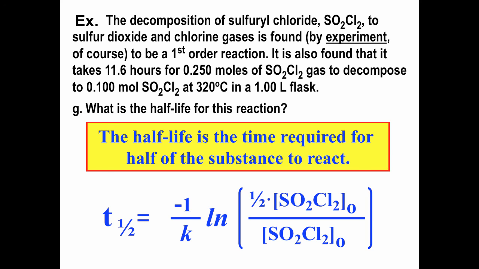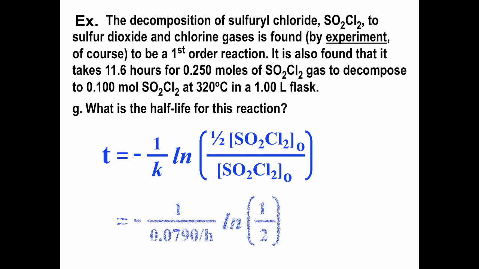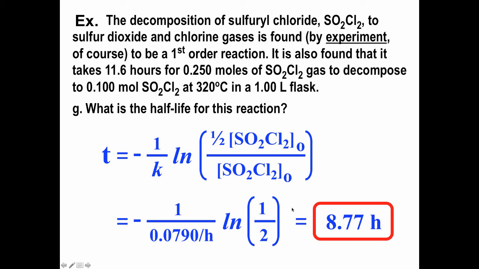So this is the general relationship for half-life for a first-order reaction. And if we now plug in our values, K as before, and then again, whatever quantity we started with, we have half of it left. So it'll be the natural log of 1/2, and we get 8.77 hours.